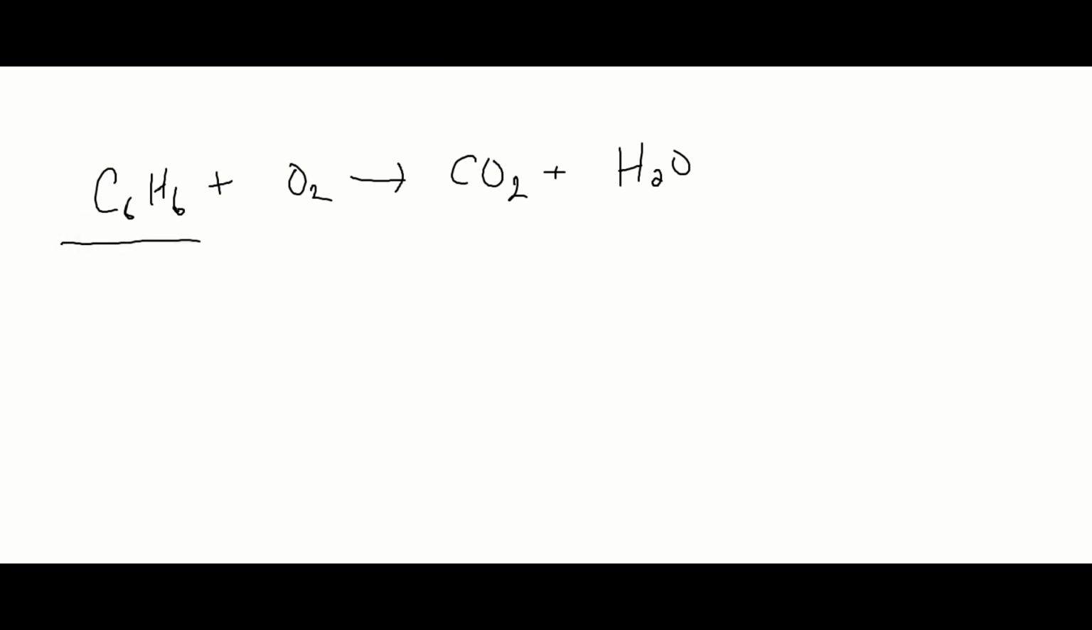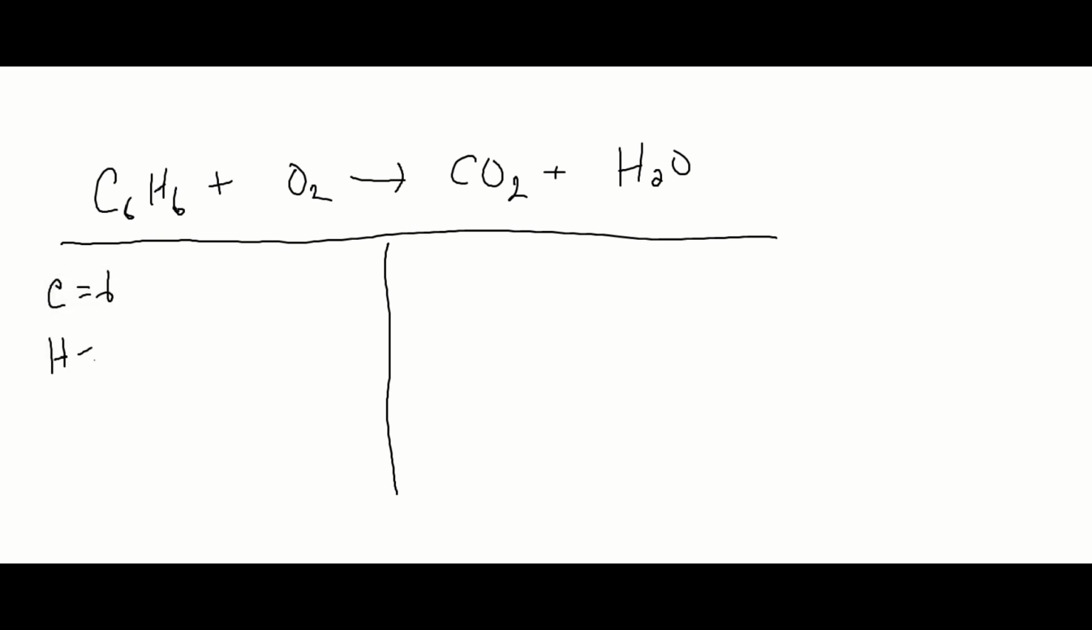So I rewrote the equation so I could show you the longer version of balancing equations. I separate the reactants from the products. On the reactants, I've got 6 carbons, 6 hydrogens, and 2 oxygens. On the product side, I have 1 carbon, 2 hydrogens, and the oxygens contributing from 2 different sources: 2 from the carbon dioxide and 1 from the water molecule. So you generally want to balance the hydrogens first and do the oxygens last.